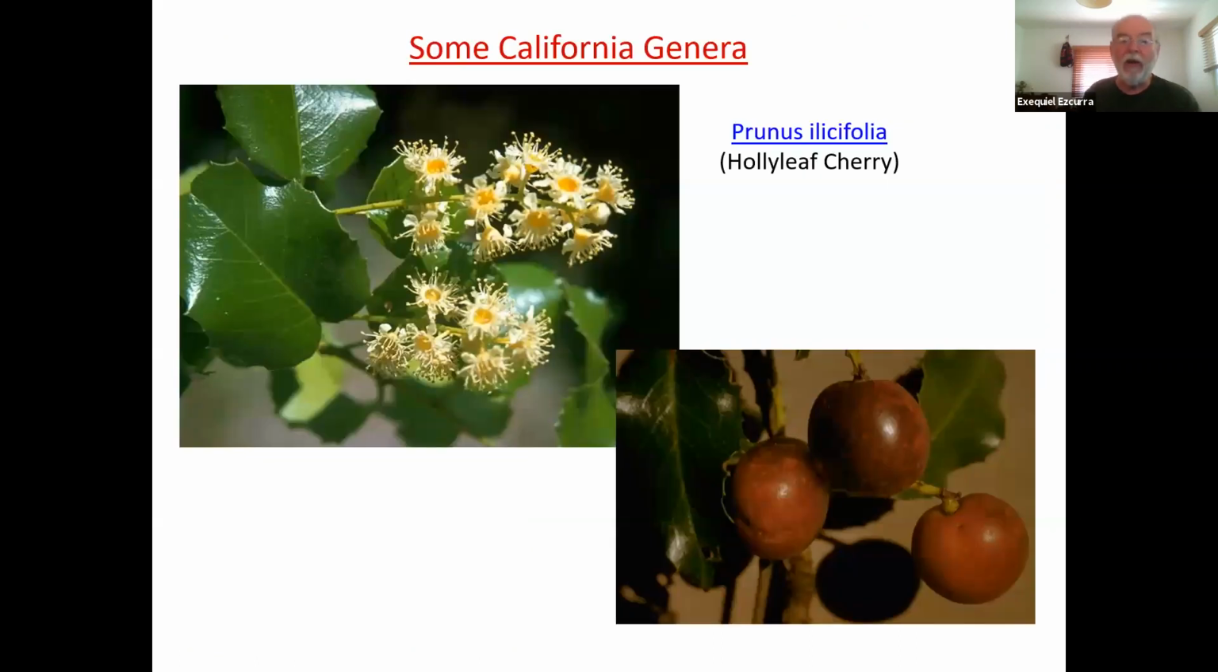The holly-leaf cherry, very common. It's cultivated on campus, and you will see it in the botanical gardens. You can see again the rose flowers with the hypanthium, and the fruit is a cherry. It's a very nice cherry. I mean, it's not as fleshy as cultivated cherries. The seed is large in relation to the amount of pulp it has, but it's eaten with gusto and fruition by animals that disperse it.